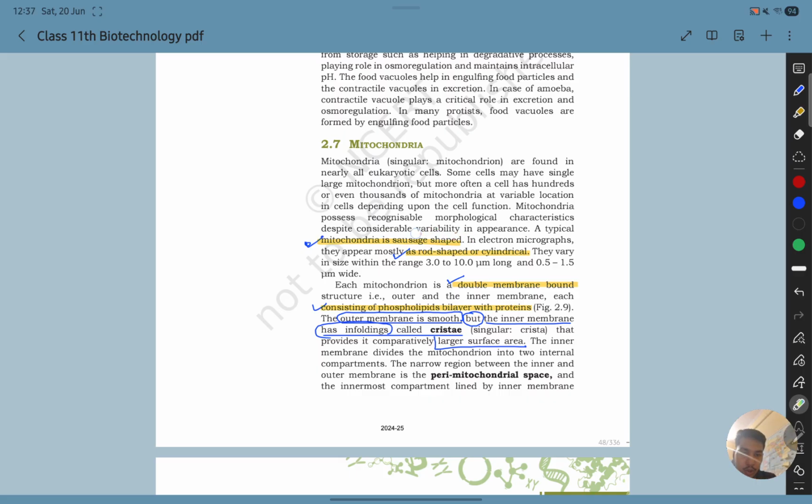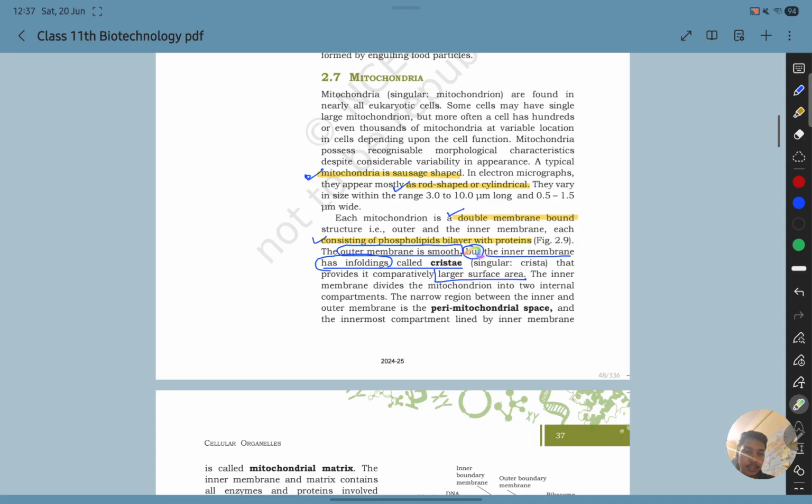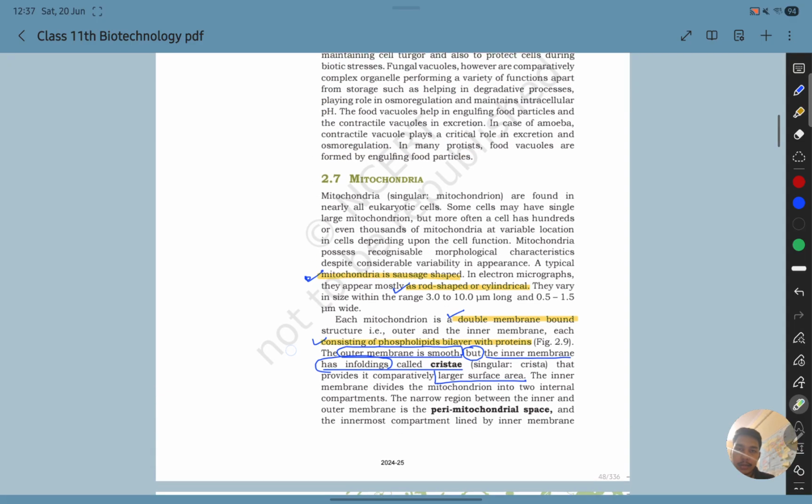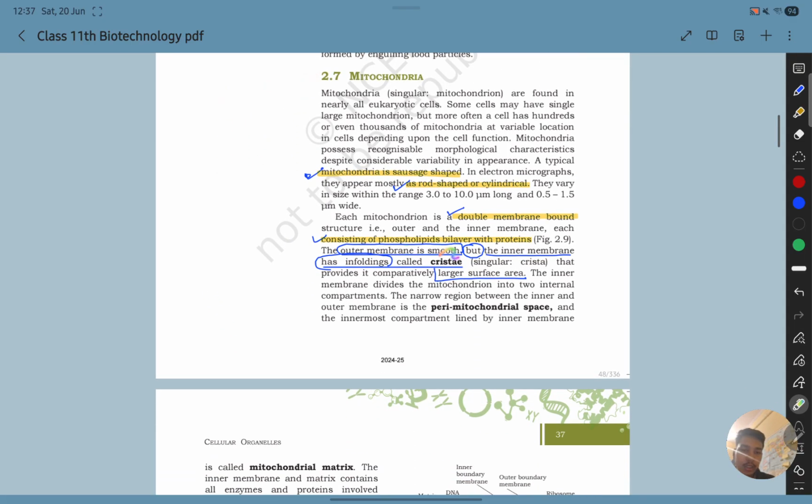Now we are reading about mitochondria. Mitochondria are sausage shaped. Remember the first point, mitochondria are sausage shaped. They are rod structures or cylindrical, like this. They are double membrane. They contain a phospholipid bilayer with protein. The mitochondria has two layers, inner and outer. The outer is smooth, remember these things, but the inner has folding.